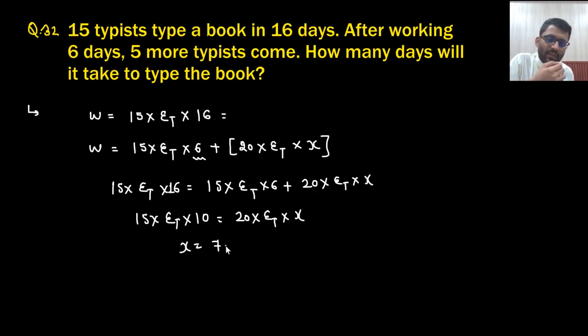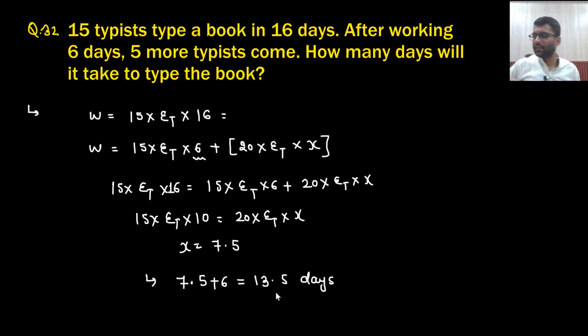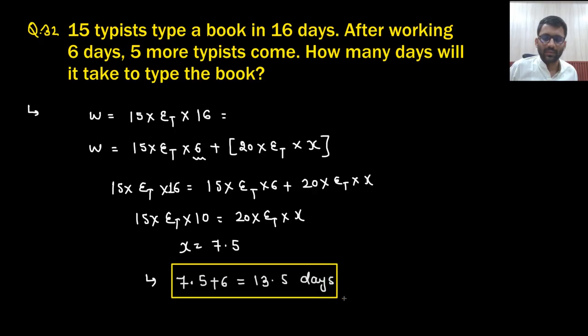7.5 more it will take. So basically what will be the answer? 7.5 plus 6. What they are asking, how many days will it take to type the book? So 7.5 plus 6 is 13.5 days. Right? This would be the answer.